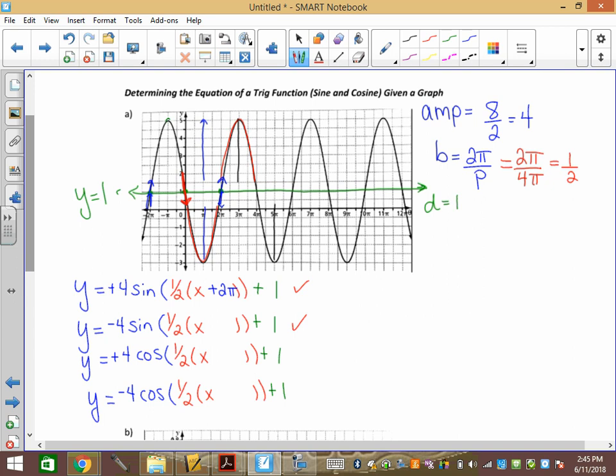Is my max still on the y-axis? No, it's pi to the what? Left from the y-axis. So my positive cos, I'm going to go minus pi. Oh, sorry, plus pi. Pi to the left. And my negative cos, I look for my closest min, because when it's a negative cos, min is on the y. Is it on the y? No, it's pi to the negative pi.